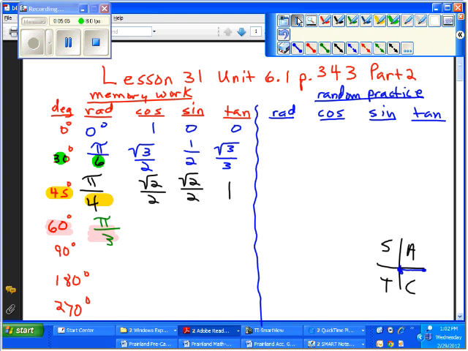And then when it changes quadrants, we have to come back over here and think, is it positive or negative when we moved into that other quadrant? We'll deal with that in a minute. We're still in quadrant 1 here.